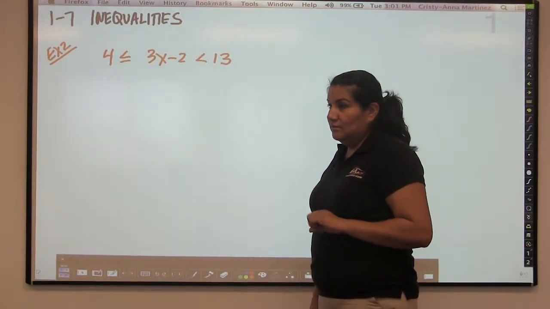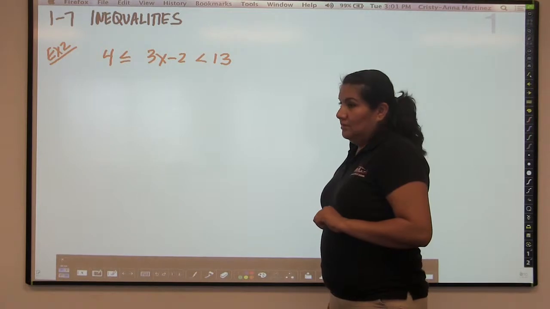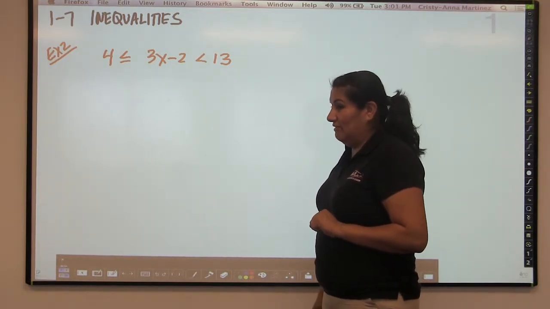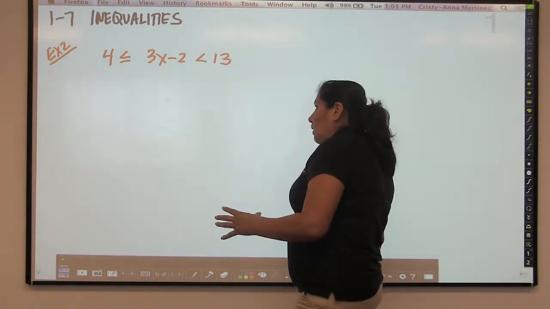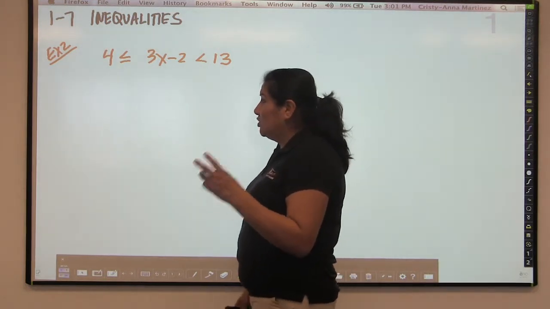Hello, Leah. Don't you like split it in half, two things? You can, but you don't have to. So this is a compound inequality. It has two, it's saying two different things.